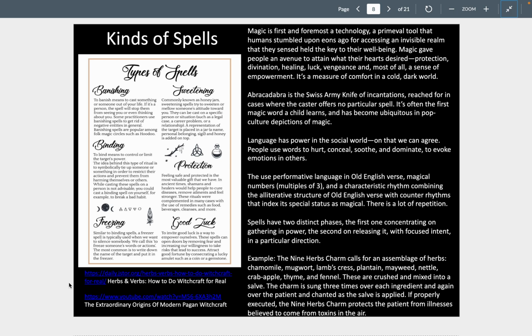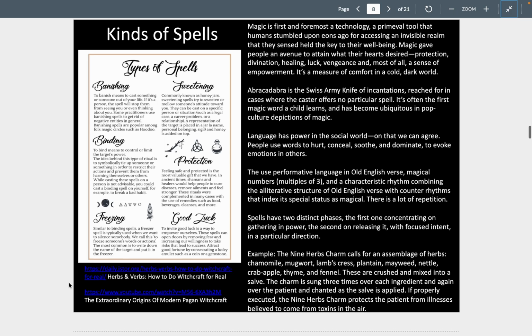There is a lot of repetition when it comes to casting spells. There appear to be 2 distinct phases in spells. The first one concentrating on gathering in power, and the second on releasing that power with a focused intent in a particular direction. An example of this, the 9 herbs charm calls for an assemblage of herbs. When these herbs are all put together, they're crushed and mixed into a salve, and then the charm is sung 3 times over each ingredient and again over the patient and chanted as the salve is applied. If it's properly executed, the 9-herb charm protects the patient from illnesses believed to come from toxins in the air.